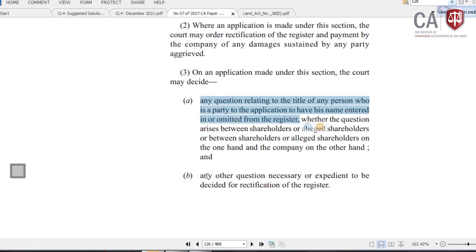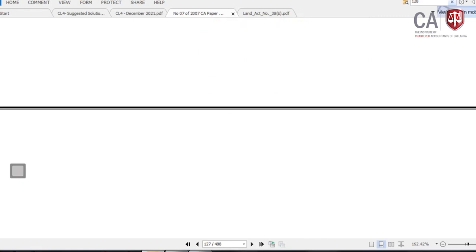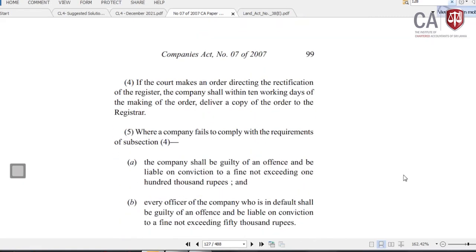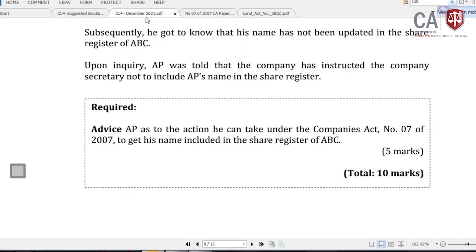Or any other question necessary or expedient to be decided for rectification of the register. After considering all those things, the court can make an order to rectify the register and include his name as a shareholder. If the company fails to do that, the officers of the company will be in violation of the Companies Act as per section 128 subsection 5. So those are the main parts that you have to mention in your answer to secure 5 marks for this question.